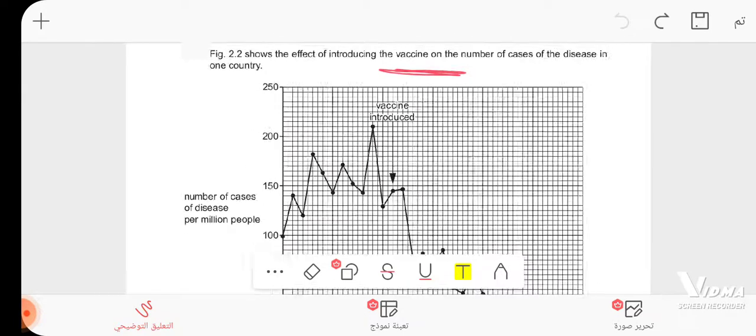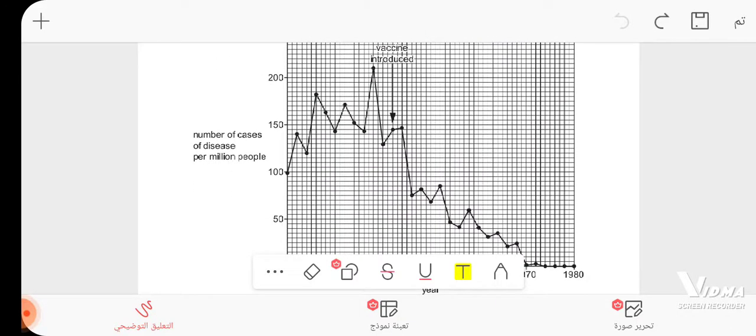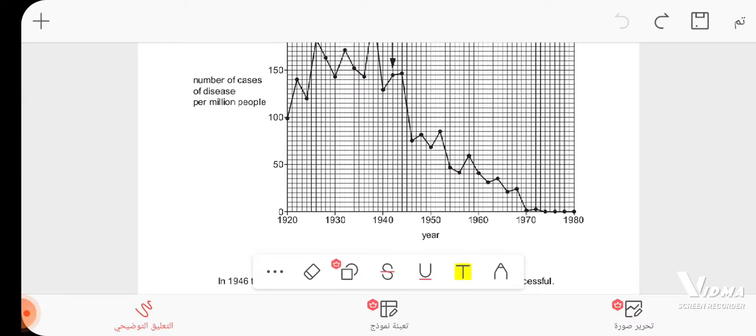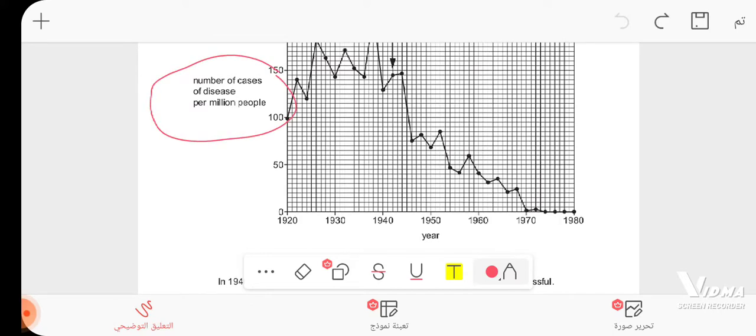What happened now? Firstly, when we look at any drawing, okay, we have to notice the x-axis and y-axis. What is written on the y-axis? On the y-axis here are the number of cases of disease per million people, okay, and on the x-axis here is written the year. For example, at 1920, okay, there are 100 cases per million people.